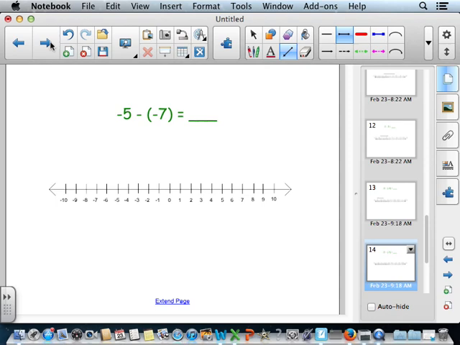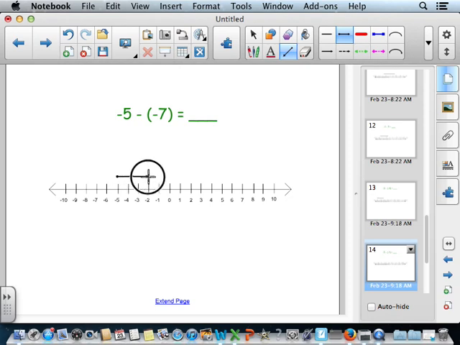Here I have negative 5 minus negative 7. Again, I'm going to start on whatever number my expression starts with. So I will start at negative 5, and once again, I'm taking away negatives. And when I take away negatives, my number will get larger. So I'm going to get larger by 7 by moving to the right 7 spaces.